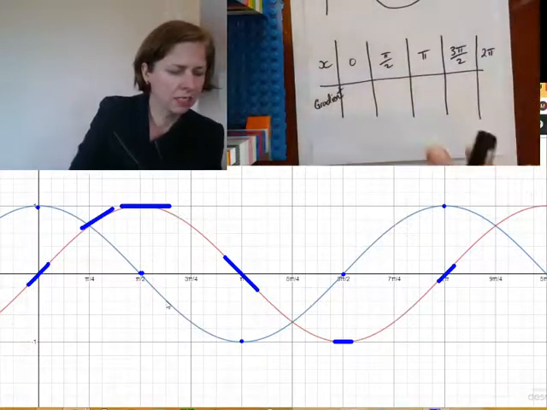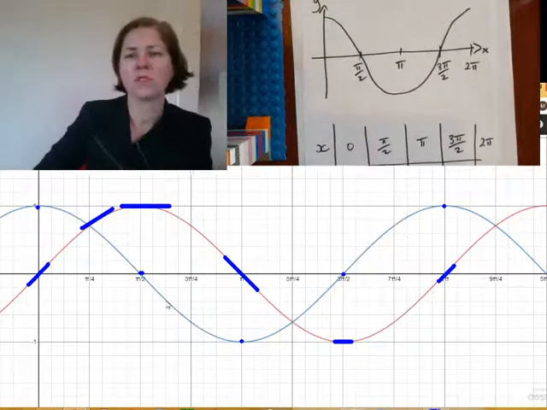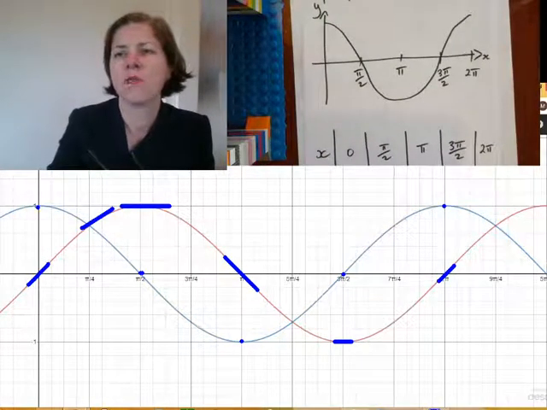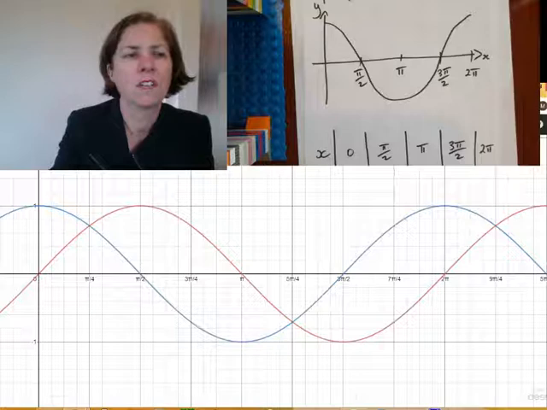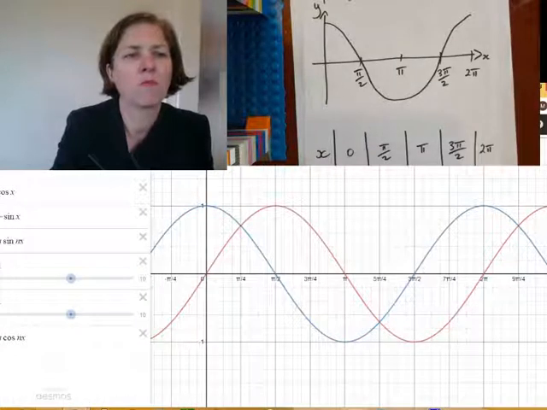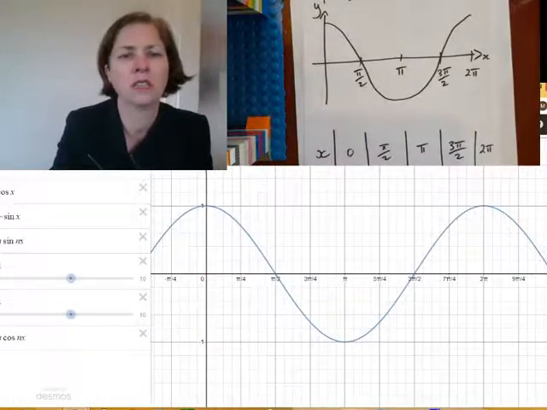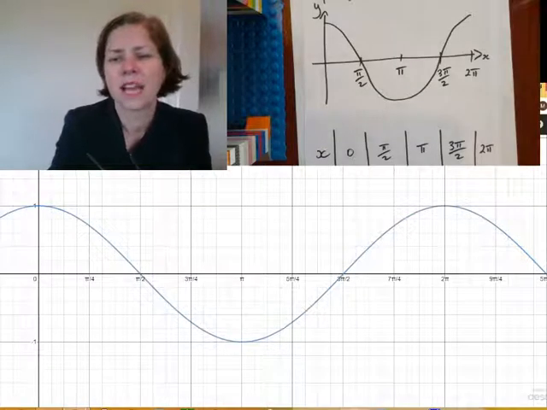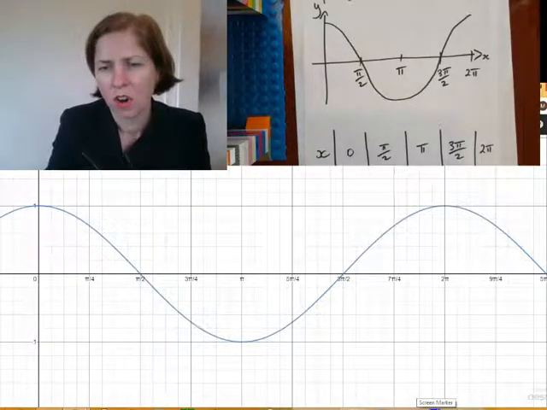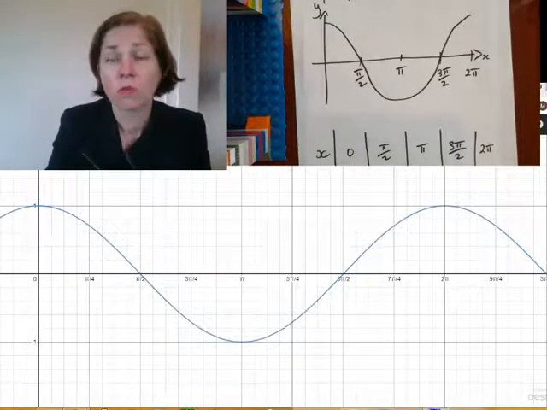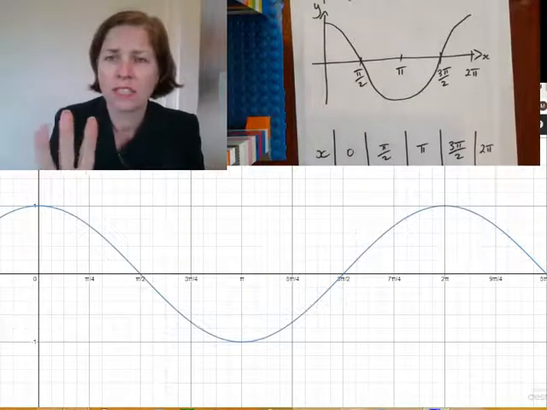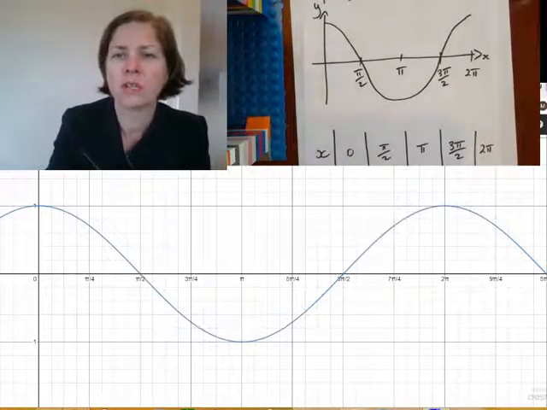Let's have a look now at cosine x. f of x equals cosine x. So I'll get rid of all that. And just for now, let's hide the graph of y equals sine x because we don't need to look at it. And let's examine the gradient of y equals cosine x to see if we can work out what the derivative is going to be.